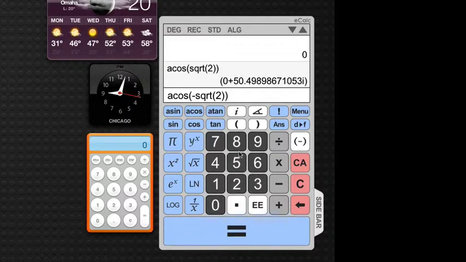Well, it seems that we're going to do the same thing. Obviously, now that I think about it, cosine is an even function, so it doesn't matter if we take the cosine of square root of 2 or negative square root of 2. We're going to get the same angle, so about a 50.5 degree reference angle.